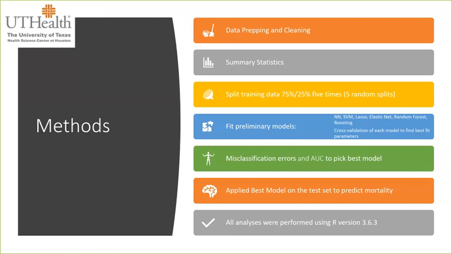The methods used included neural net, support vector machines, lasso, elastic net, random forest, and boosting. Cross-validation was used to find the best parameters for each of these models. We then found the misclassification errors by applying each of these preliminary models to the corresponding test subset. The average misclassification test error and area under the curve were considered in predicting the best prediction method. Finally, we applied the best selected method to the original clean test set to predict mortality outcomes. And of course, all analyses were conducted in our favorite language, R.